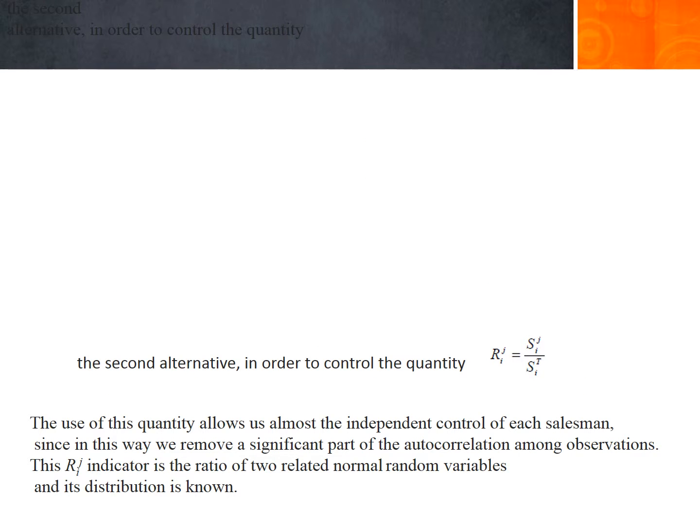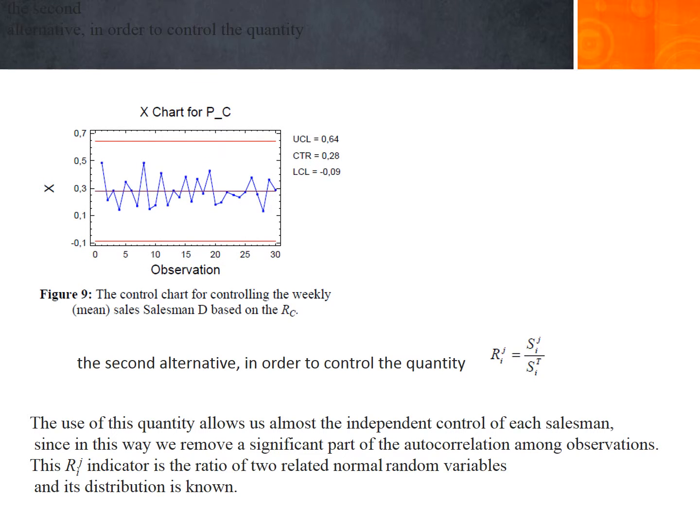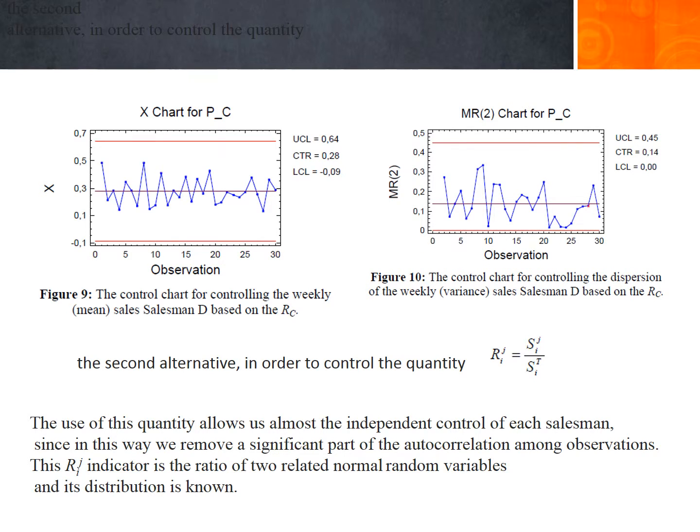When we face such a problem, we have two choices. The first choice is to model our observations making use of some suitable time series model. However, the problem of independent control of each one of the salesmen will still remain. For this reason, we select the second alternative in order to control the quality Rij, which is equal to Sij divided by SiT. The use of this quantity allows us almost independent control of each salesman, since in this way we remove a significant part of the autocorrelation among observations.